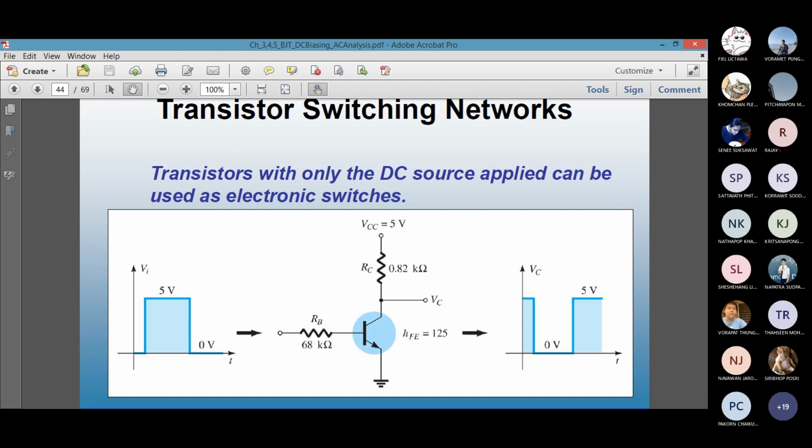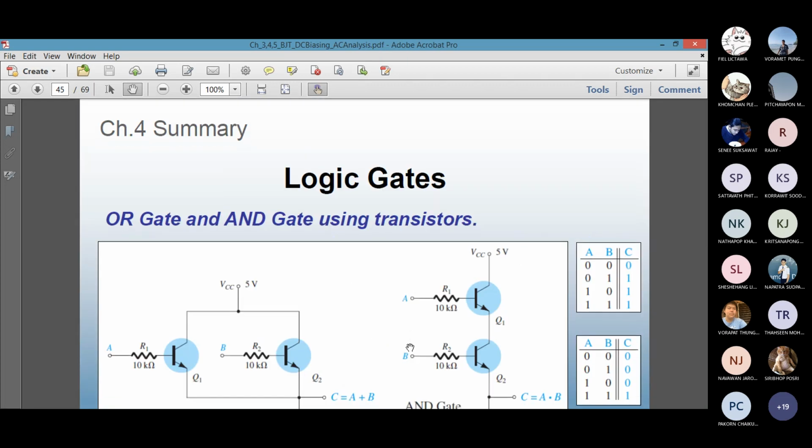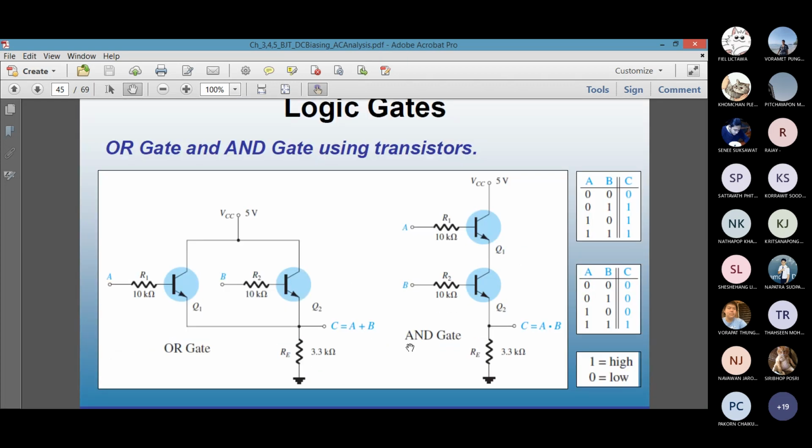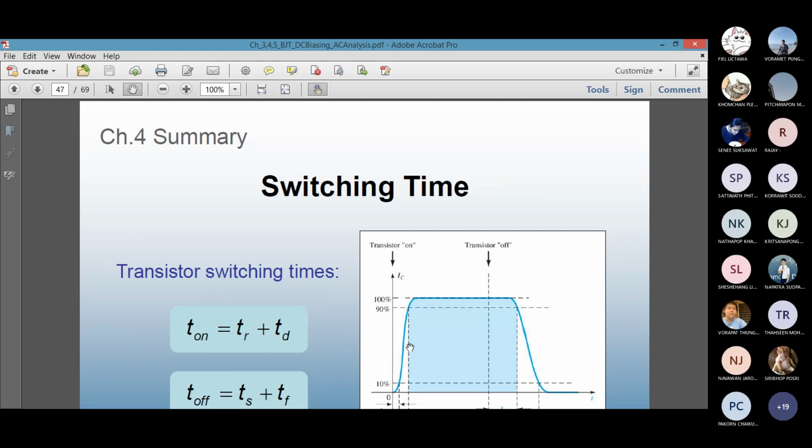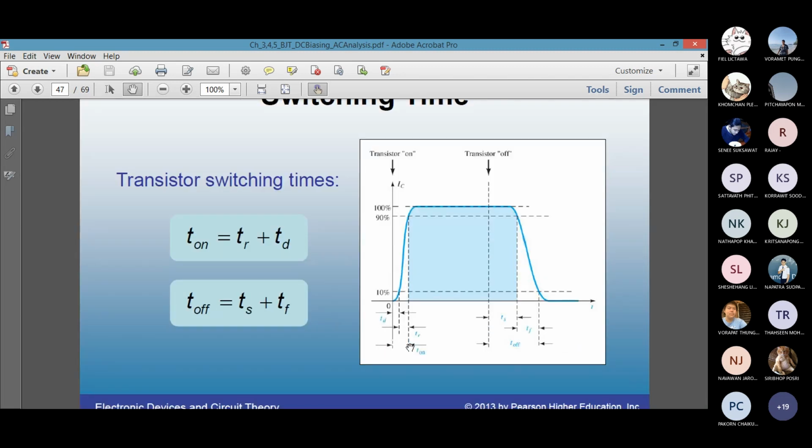In some examples, instead of beta, you will see H sub FE. This is the same as beta. This is also true for some types of spec sheets. You can use transistors to create logic gates, AND gate, OR gate, etc. Switching time, we just explained a little bit about this one. The time it takes to reach 90% of the maximum output, we call this what time? The rise time. And from 90% to 10% of the output, we call it the fall time.